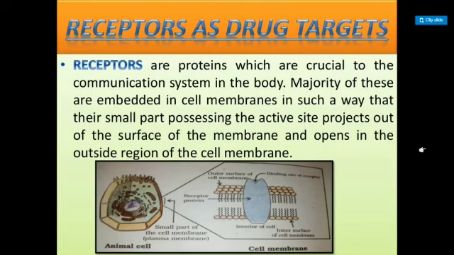Now, receptors as drug targets. Receptors are proteins which are crucial to the communication system in the body. The majority of these are embedded in cell membranes in such a way that their small part possessing the active site projects out of the surface of the membrane and opens in the outside region of the cell membrane.